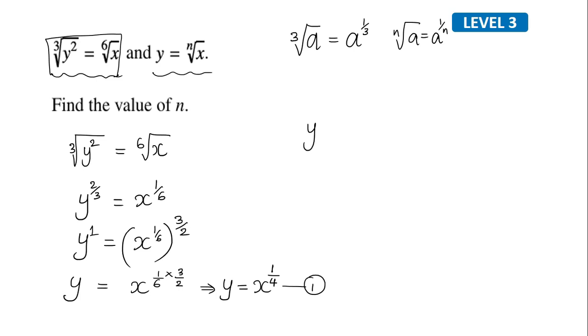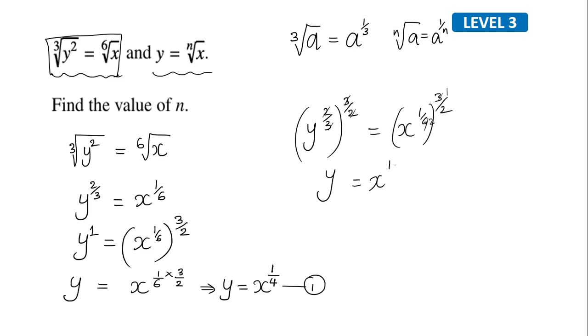If it's y to the power 2 by 3, I'll multiply the power with 3 by 2, and I'll do the same thing here. So this gets cancelled, I get y, and here it's going to be simplified to 1 by 4.